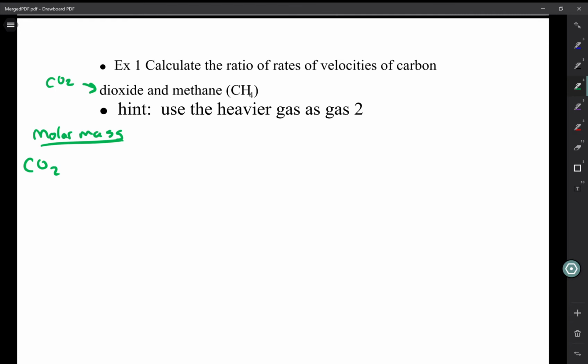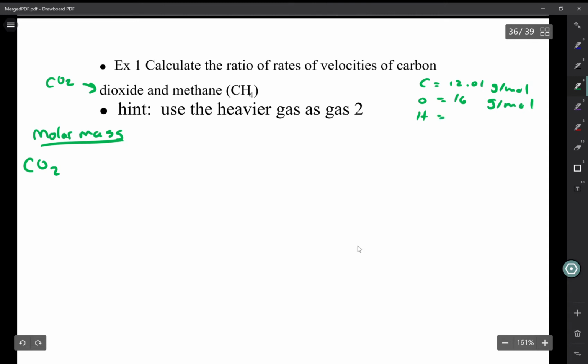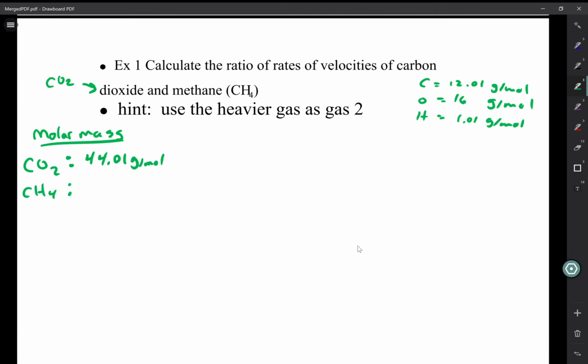Carbon is, let's write it over here, 12.01 grams per mole. Oxygen, 16 grams per mole. And for CH4, hydrogen, 1.01 grams per mole. So the molar mass for CO2, if you add those up, comes out to 44.01 grams per mole. And CH4 comes out to 16.05 grams per mole.